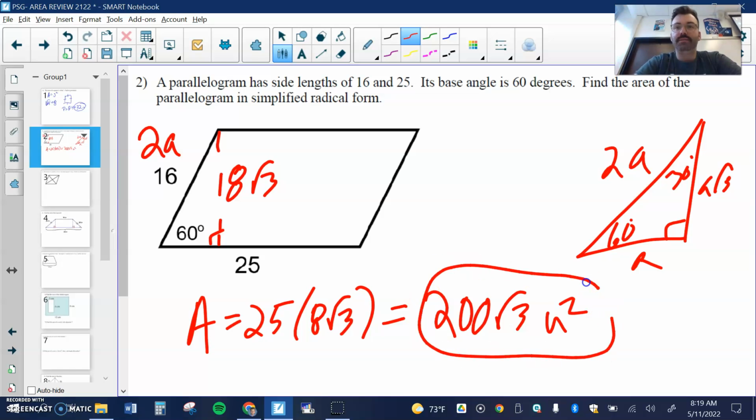Remember, when multiplying here, okay, we don't actually multiply the radical since 25 is not inside of a radical. All right, 25 times 8 gives me 200.